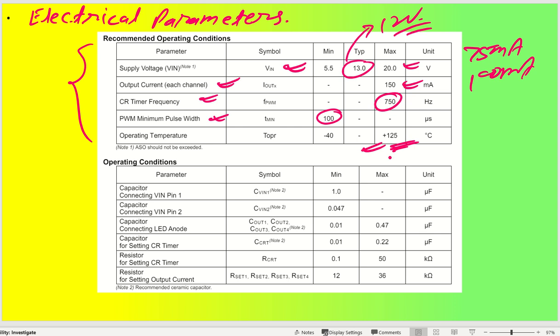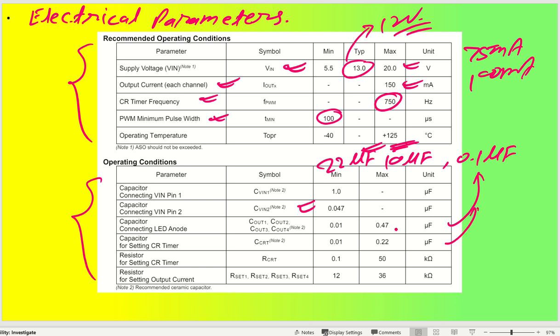Some of the values for each of the pins are given in this range. So you have to have an input capacitor of minimum 1 microfarad. Basically we try to take around 22 microfarad or 10 microfarad. Okay, and we have one more capacitor requirement, which is 0.047. Generally we take 0.1 microfarad. Then we have four output capacitors at the LED anode pins, and those are going to be 0.01 microfarad to 0.47 microfarad. This also we have generalized to 0.1 microfarad. Okay, coming back to the CR timer capacitor, that also we have taken as 0.1 microfarad.